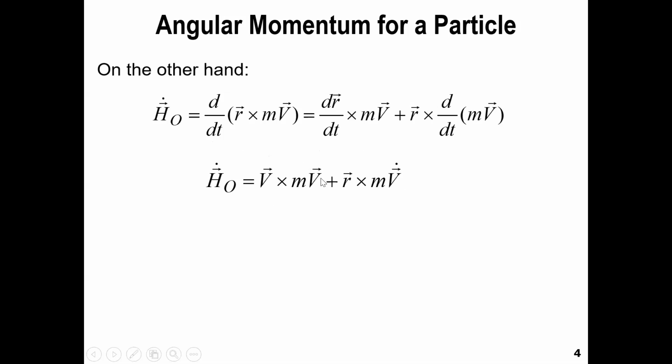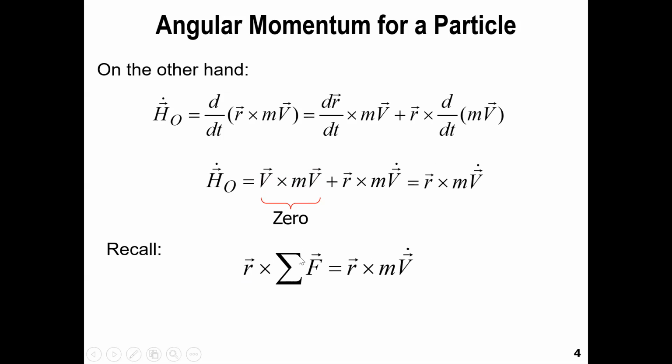Now, how much is v cross mv? Zero. It's like a vector crossed with itself, or at least they're parallel. So this is going to be 0. Therefore, h dot or H_O dot becomes r cross m v dot. Now recall from the previous slide, and from your statics, hopefully you remember r cross f is the moment of the force. So technically, I'm going to substitute this by M, and I'm going to substitute this by h dot about O, and get the summation of moments is h dot about O. And this is for a particle, right?